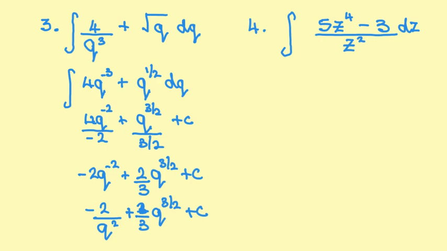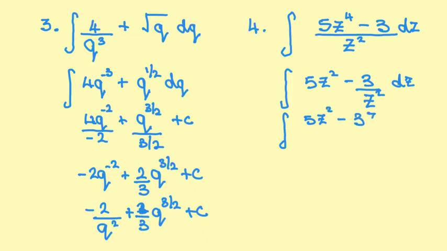Question 4. Integrate 5z to the power of 4 minus 3 all over z squared dz. Divide all the way through by z squared, so we get the integral of 5z to the power of 4 divided by z squared, which is z squared, minus 3 over z squared dz. Now bring the z squared to the top, so we get the integral of 5z squared minus 3z to the power of minus 2 dz.